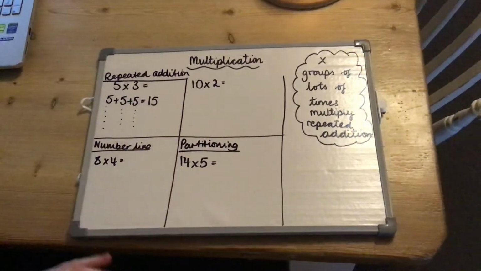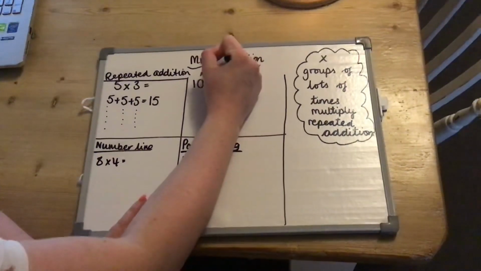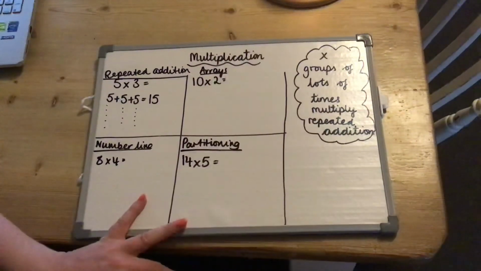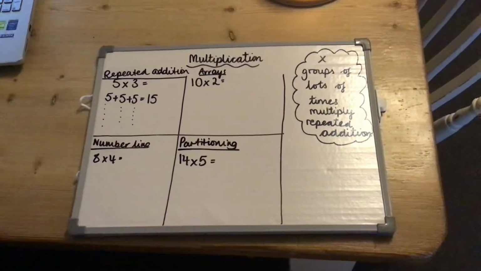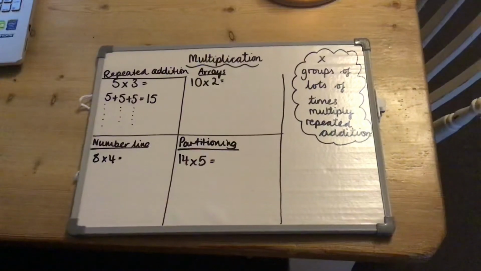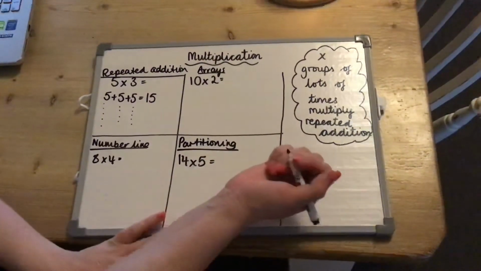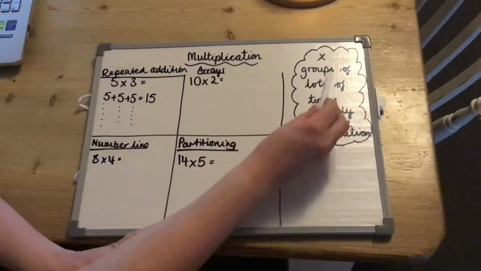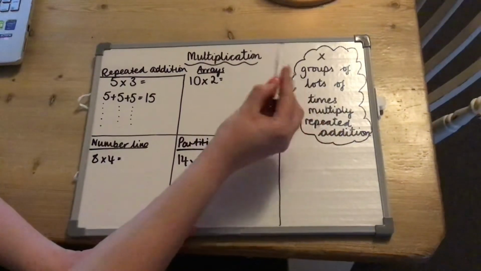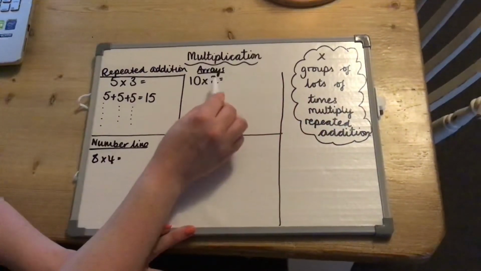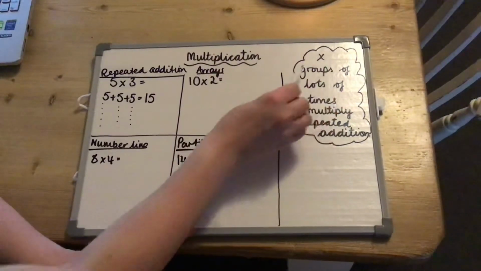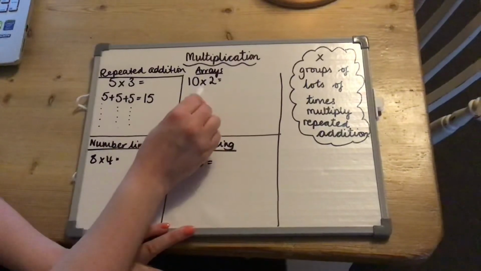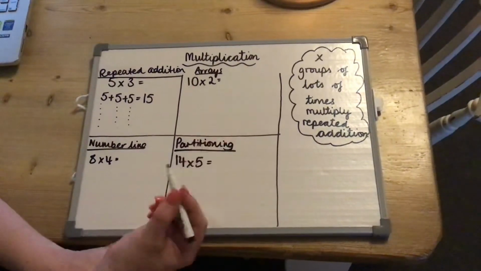15. Now over here, I'm going to have a look at arrays. Now at school we had a look at arrays briefly, so we are going to have another look at them now, just a little recap of them. So again, looking at our word bank over here, we've got groups of, lots of. So when we're looking at arrays, we are looking at these top 2 over here, groups of or lots of, and it's 10 groups of or lots of 2.